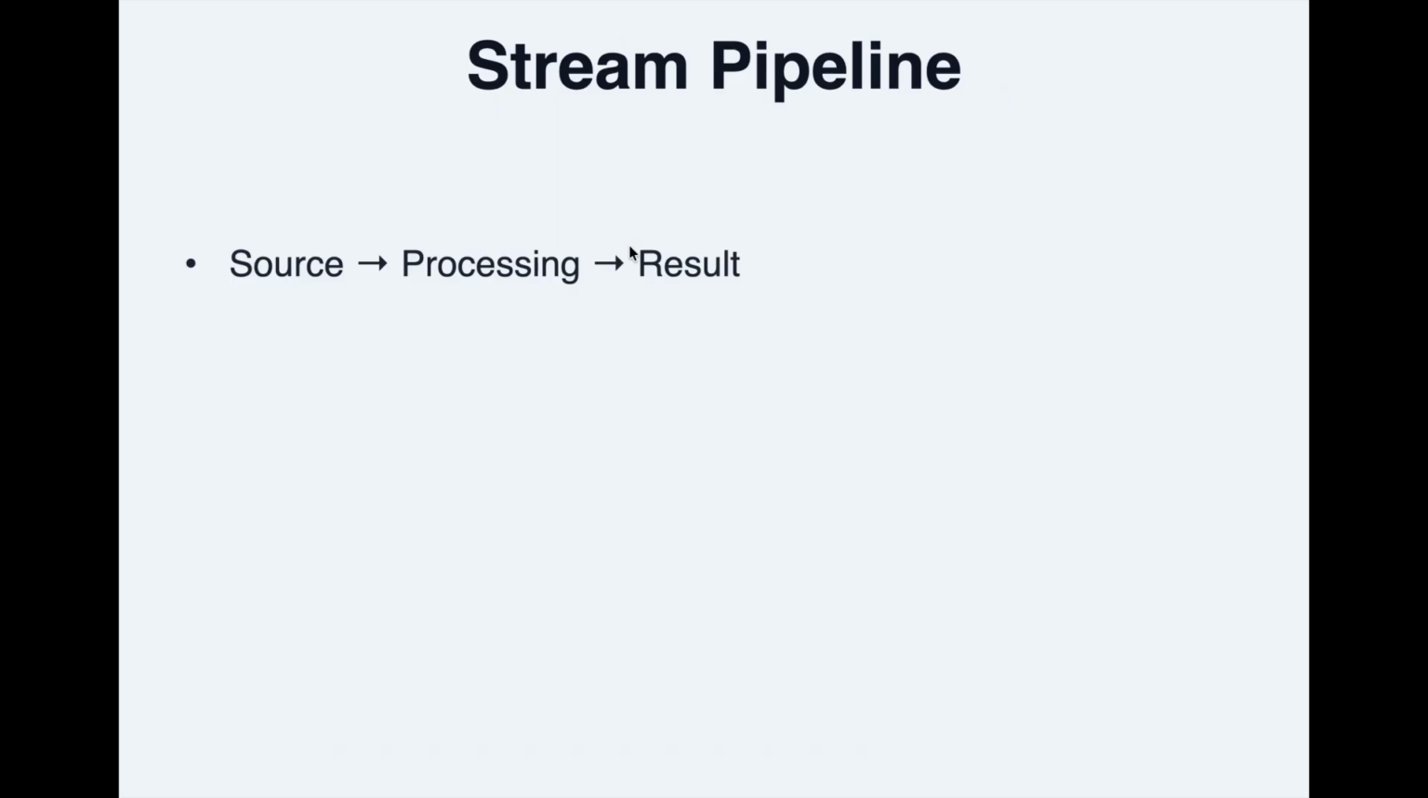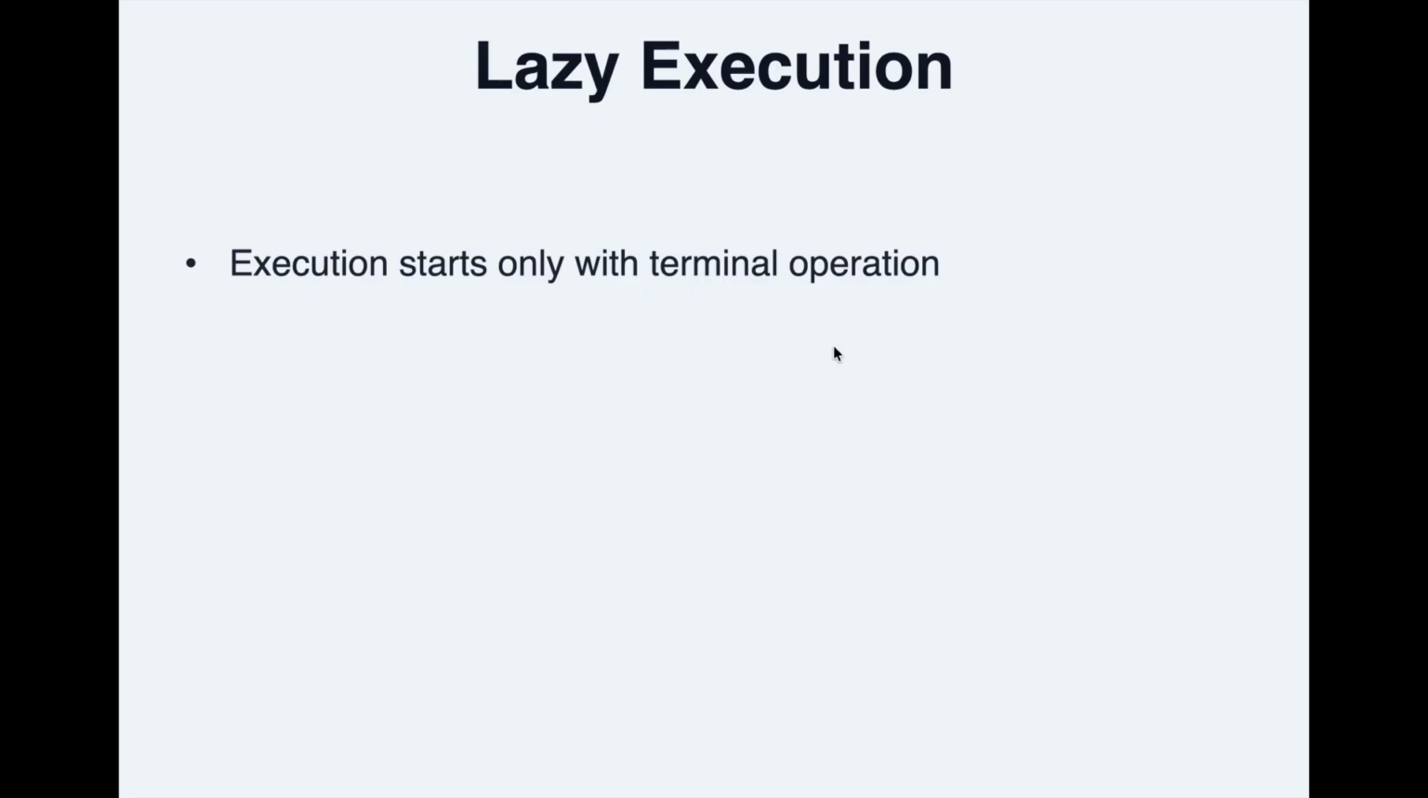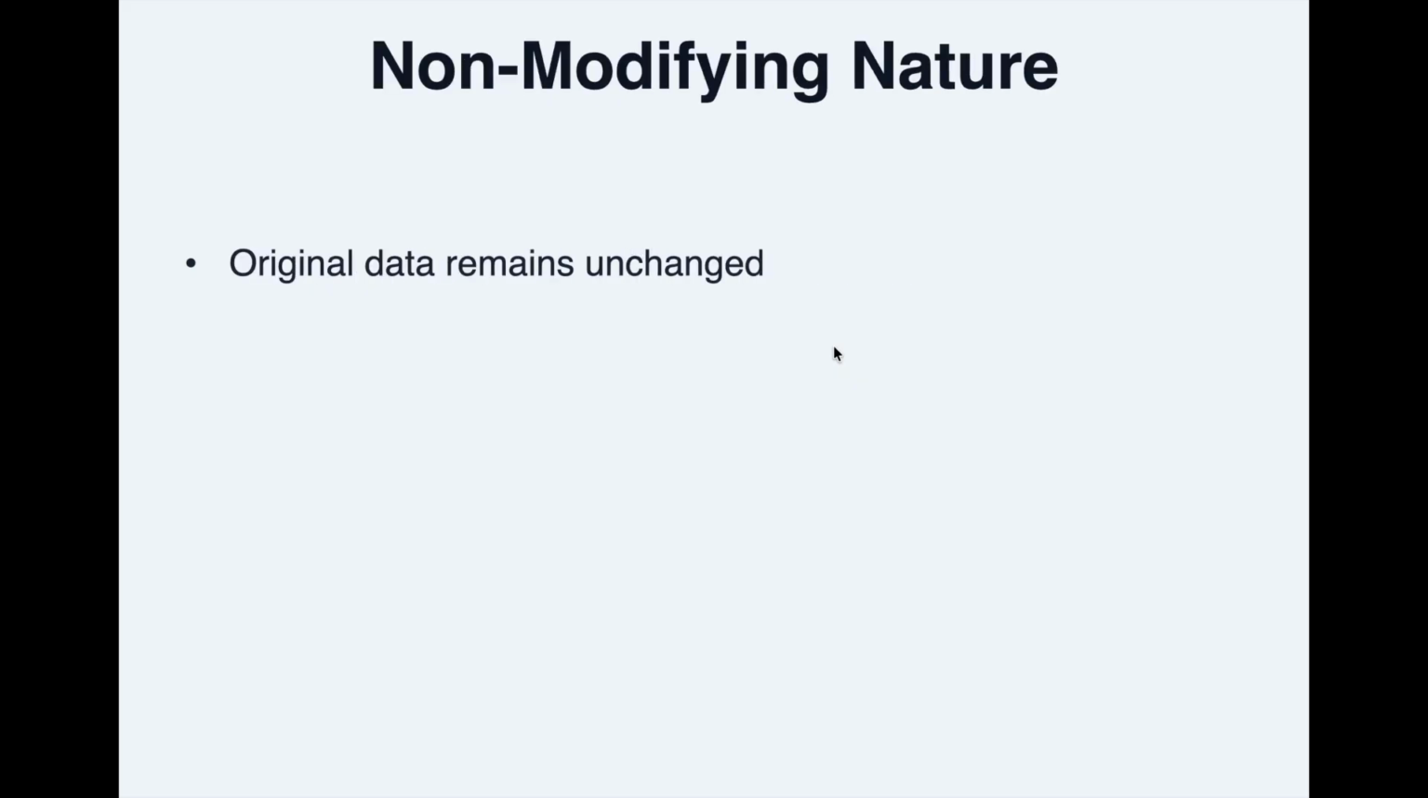Stream pipeline. A stream works as a pipeline. Data flows from the source, goes through the processing steps, and produces a result. Lazy execution. Streams are lazy, nothing happens until a final operation is called. This helps improve performance. Non-modifying nature. Streams never change the original collection. They create a new result instead.